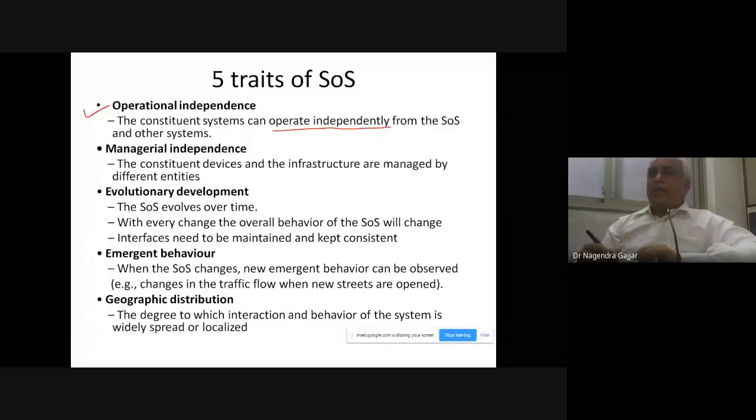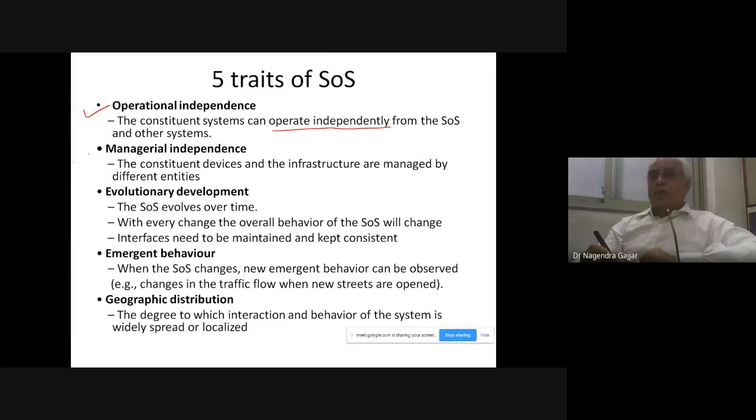Next is managerial independence. As I mentioned, the constituents, devices, and infrastructure are managed by different entities. That is very important: different entities, different people, and different government mechanisms manage the things independently.